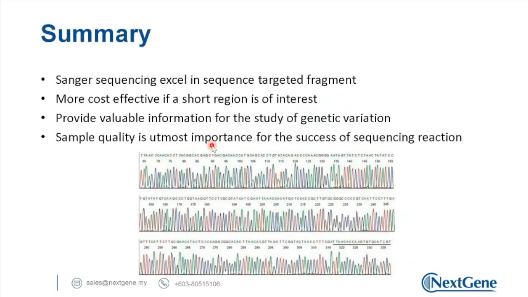As a summary of today's sharing, Sanger sequencing is very good if you want to sequence a targeted fragment, just a short fragment. Whereas with NGS, you can sequence everything. Sanger sequencing is more cost effective if a short region is your interest. If you want to sequence a very long DNA fragment, then go for NGS. And Sanger sequencing provides valuable information for the study of genetic variation.